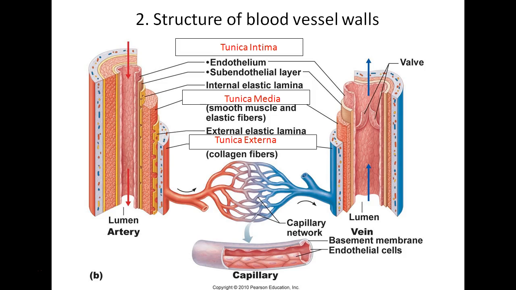And then veins are going to have a thicker tunica externa. Generally speaking, they also have a larger lumen. They tend to be less elastic and have fewer collagen fibers than the arteries. And then these capillaries only contain the tunica intima. That is, they do not possess a subendothelial layer.